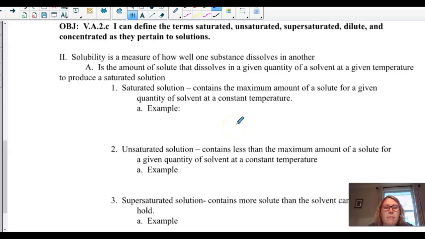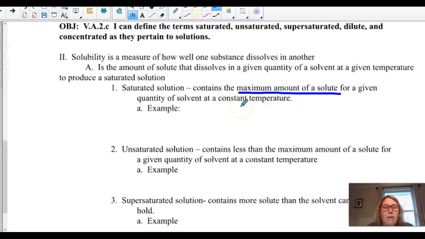Solubility is the measure of how one substance dissolves in another. When I say something is soluble in something, that basically means will it dissolve? Kool-Aid is soluble in water because it dissolves. There are 3 different types of solutions we're going to talk about here. The first one is a saturated solution. It contains the maximum amount of solute for a given quantity of solvent at a constant temperature.